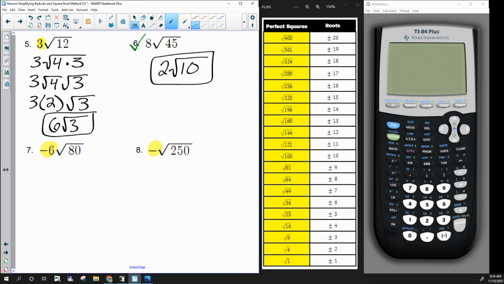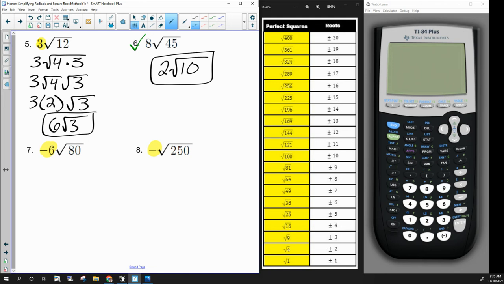Okay, let's go for another one. Negative 6 square root of 80. This one can be a little tricky. So what number can I start with on my perfect squares? 40. Anything less than 40.